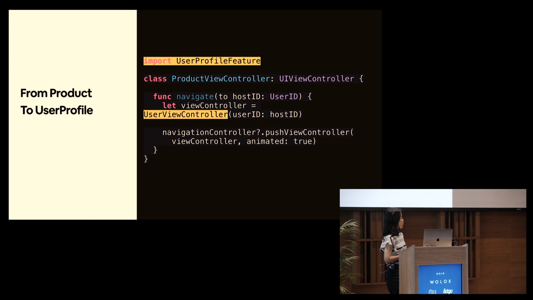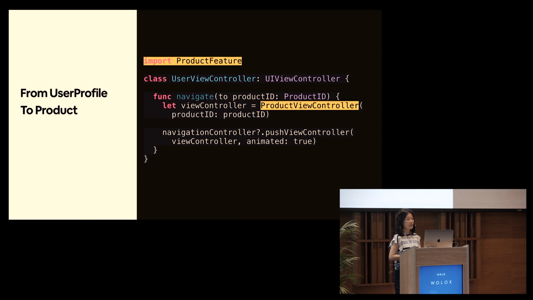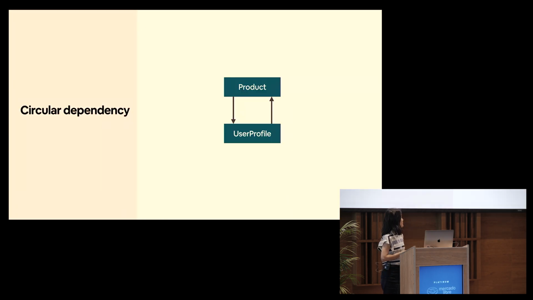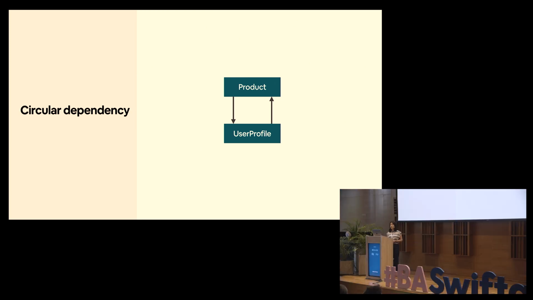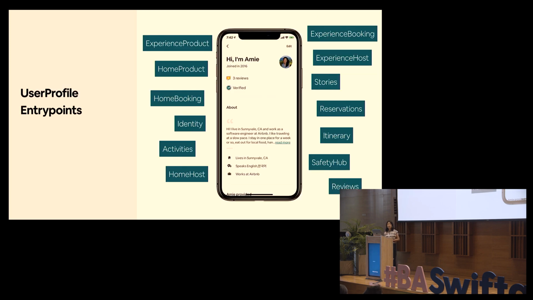When we navigate from product to user profile, we need to import the destination module, user profile feature in this case, that contains the definition of user view controller. For the reverse navigation, user profile feature also needs to import product feature module to instantiate the product view controller. This direct instantiation approach results in a circular dependency as both modules depend on each other. And if the feature has many entry points, it can complicate the dependency graph quite a bit.